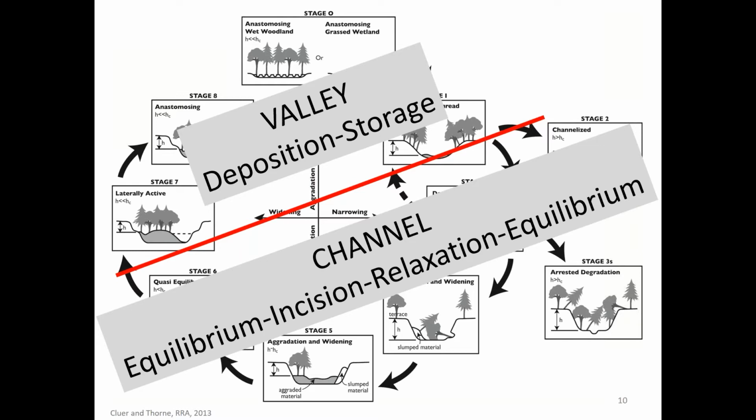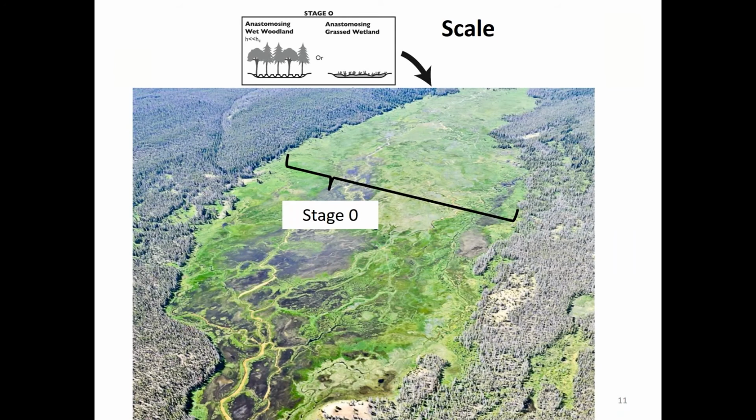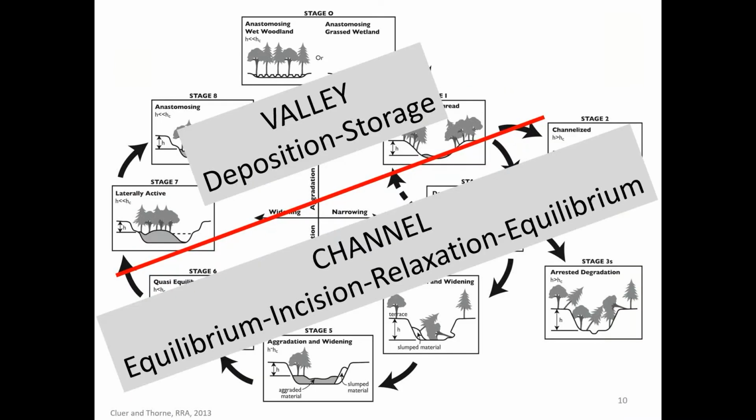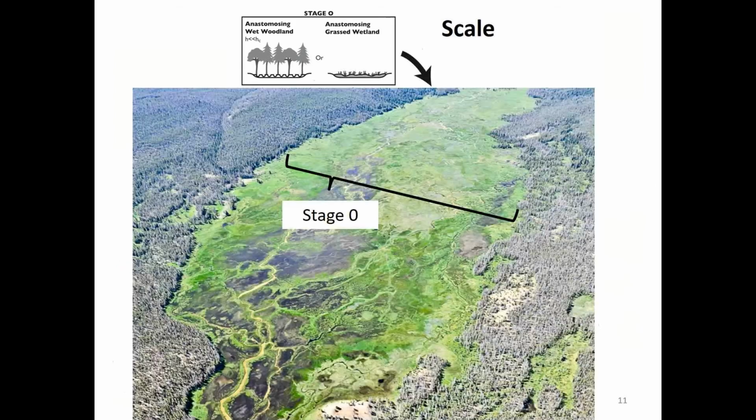So one thing our paper didn't do very well is explain the scale. All of our figures have the same size of box, showing these stages all at the same scale, and that's really not the case at all. So I'll use this one example from Elk Meadow in Idaho to give you a sense of the different scale of these different stages.